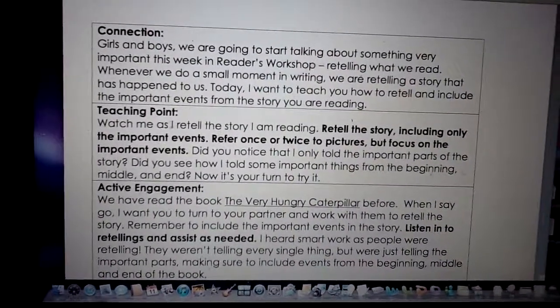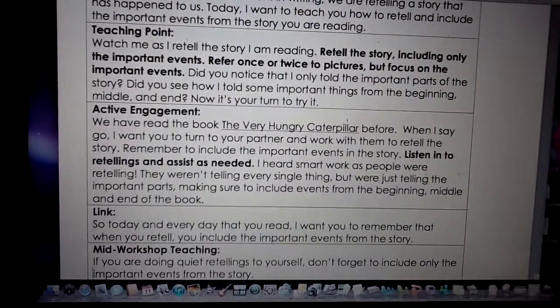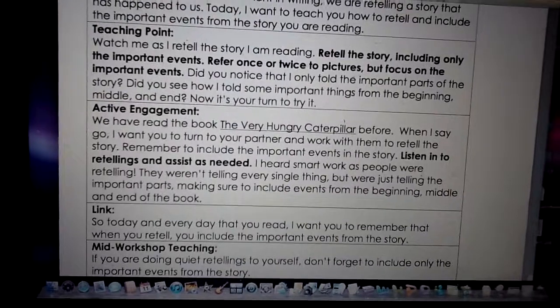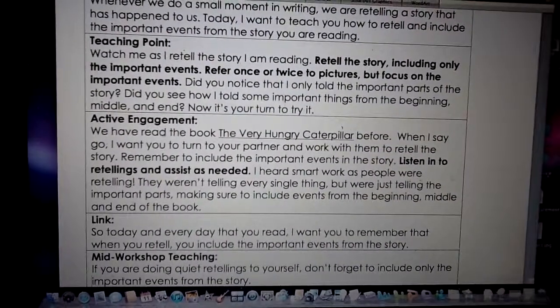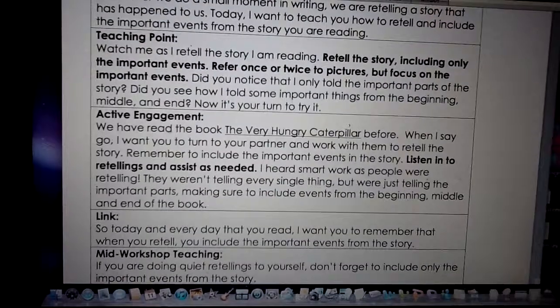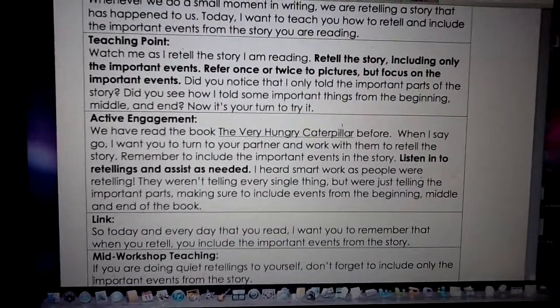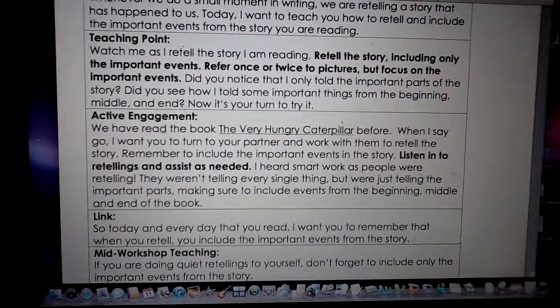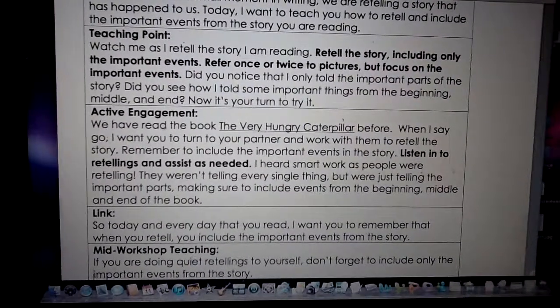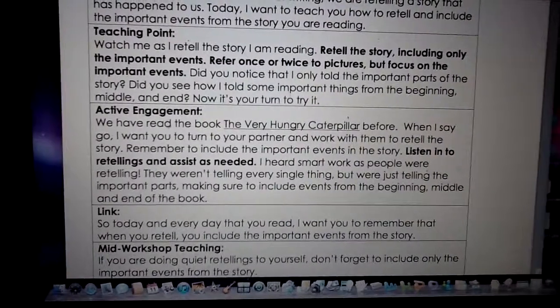So now I'm going to get students turning to their partners that are beside them, and I'm going to have them try to retell a story, including only important events. So, boys and girls, we have read the book The Very Hungry Caterpillar before. When I say go, I want you to turn to your partner and work with them to retell the story. Remember to include the important events in the story.